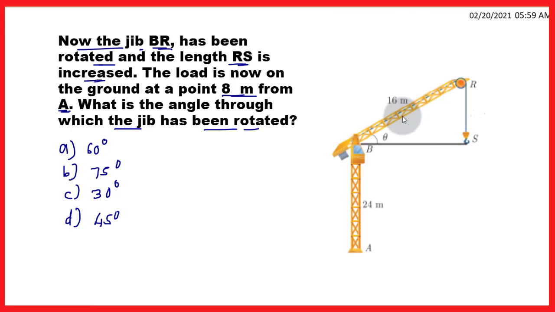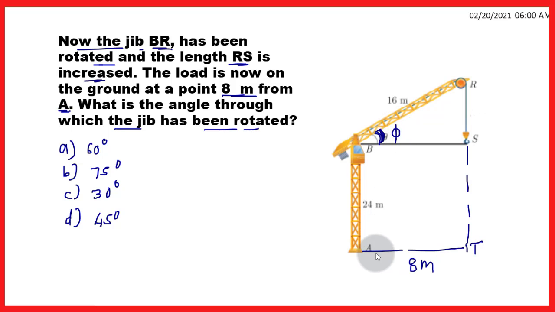Now try to understand this question. Here it is said that this jib BR is rotated and the length of this RS is increased, so that the load touches the ground at a point, let that point be T, and this distance AT is given as 8 meters. And we have to find the angle through which this jib is rotated. So we have to find this angle. So let this angle be phi.